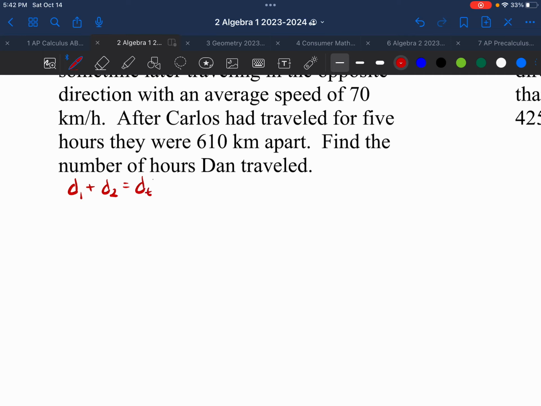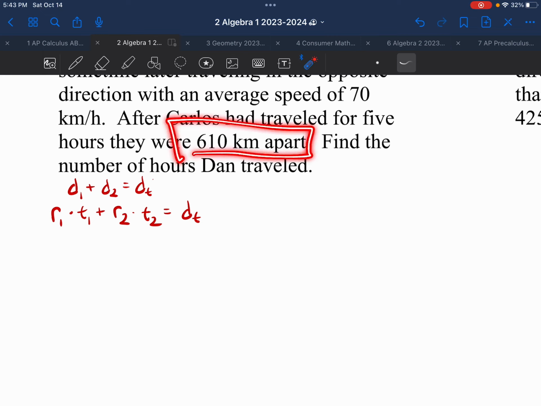And then I will replace this with the rate 1 times time 1 plus rate 2 times time 2 is equal to the distance total. Again, this one can be a rate times time, but I usually leave it distance total. We can fill in usually to see what we have. Oh, actually, we have the distance apart. The total distance is going to be 610. So let's go ahead and fill in what we know. We know this one is going to be 610.